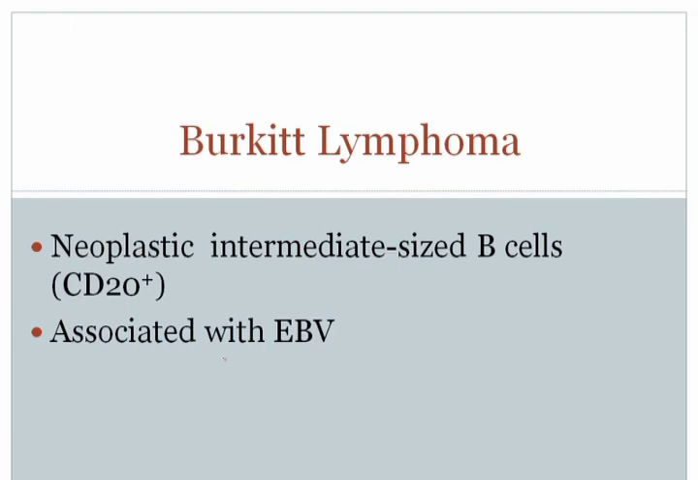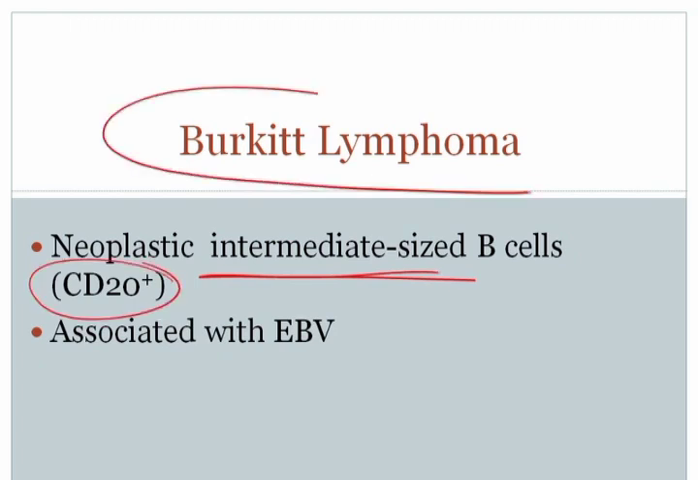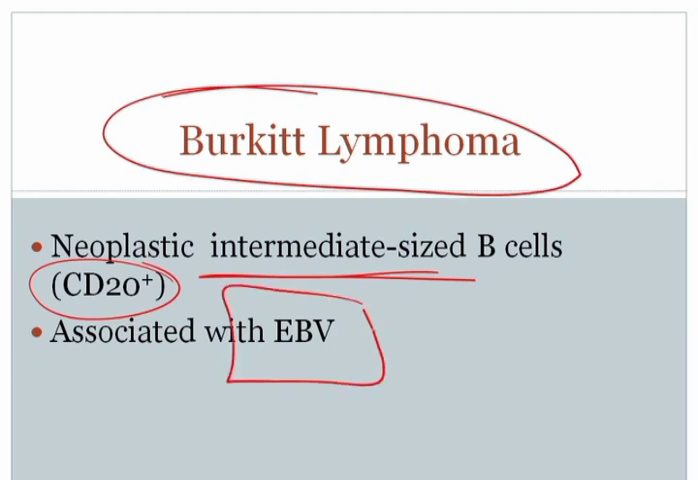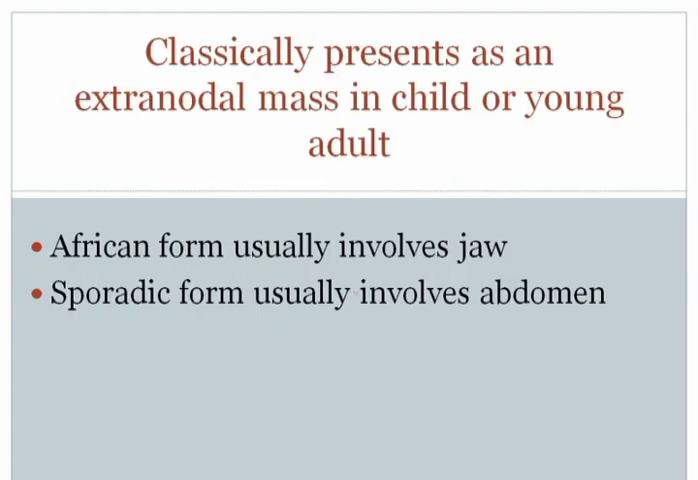Now that concludes our discussion of the small B-cell lymphomas that mimic normal structure of the lymph node. And so we're going to move now to a tumor in which we have intermediate-sized B cells. Of course, they're CD20 positive because they're B cells, and this is called Burkitt lymphoma. So Burkitt lymphoma, intermediate-sized B cells that are CD20 positive. There is an association with EBV. Classically, this tumor presents as an extranodal mass in a child or young adult.